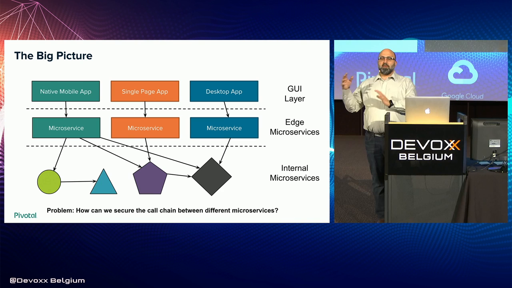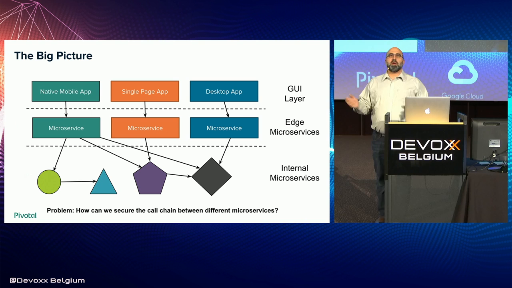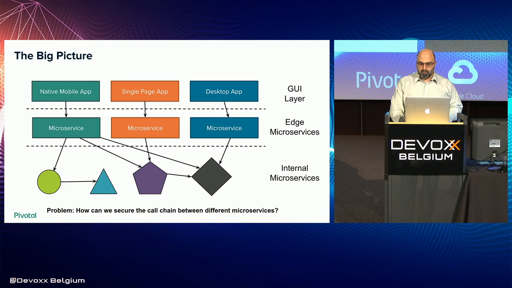When we take the monolith and we decompose it into microservices, we have to worry about people using curl to just do things to our microservices. So we want to block them from doing that. We need to secure the call chain. And so there's a bunch of patterns that we can use to do this. So imagine this scenario here.